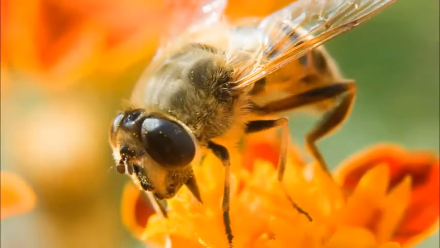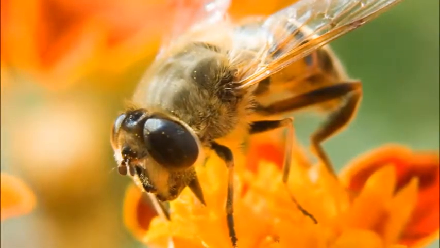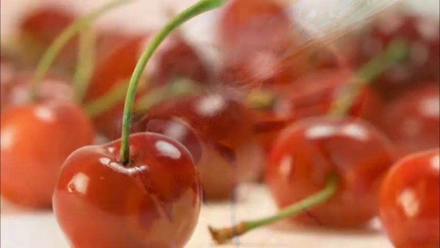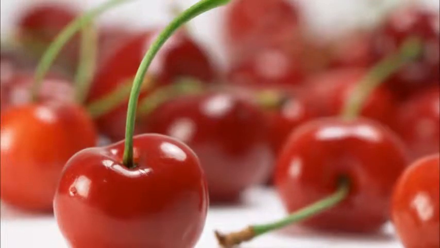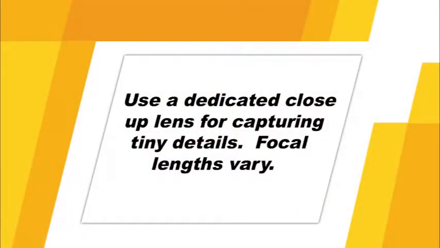If you're photographing very small objects and want to have the ability to capture even the smallest details, you'll want to look into a dedicated close-up or micro lens. The focal lengths for dedicated close-up lenses range between about 60 millimeters and 200 millimeters.